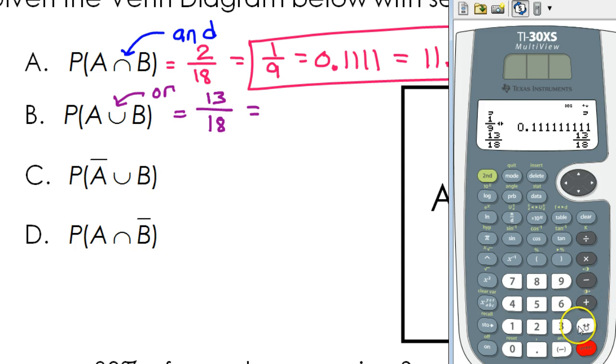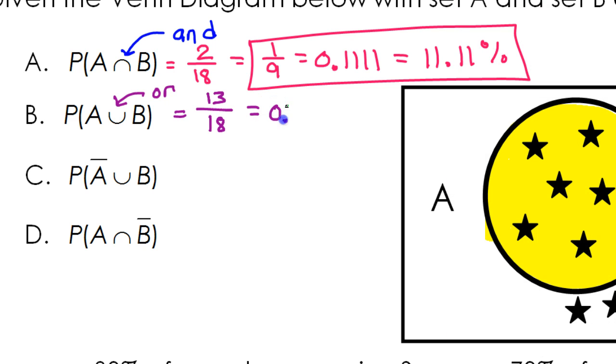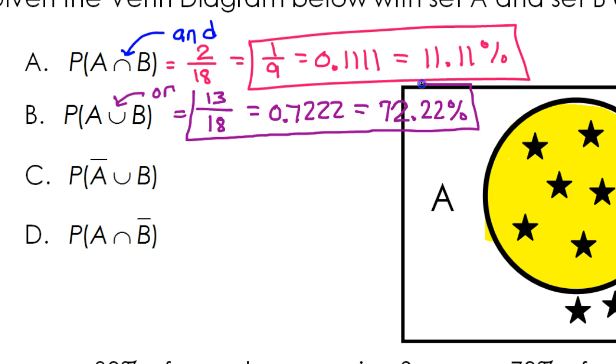Okay, it doesn't reduce. But as a decimal, that's 0.7222, which as a percent would be 72.22%. Alright, please be comfortable writing it all 3 ways, because I should be able to ask you for either version and you should be like, no problem. Okay, so that's A or B.